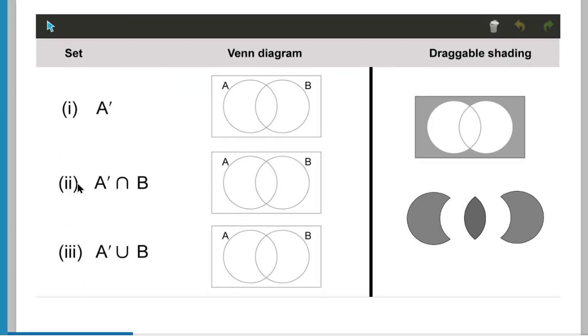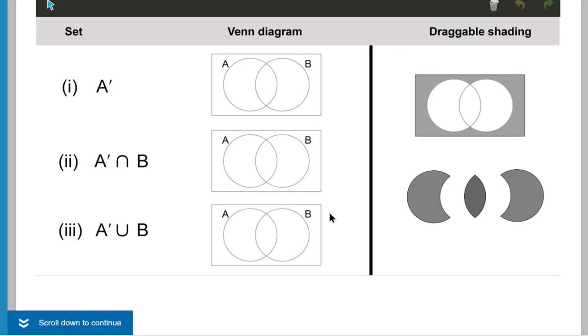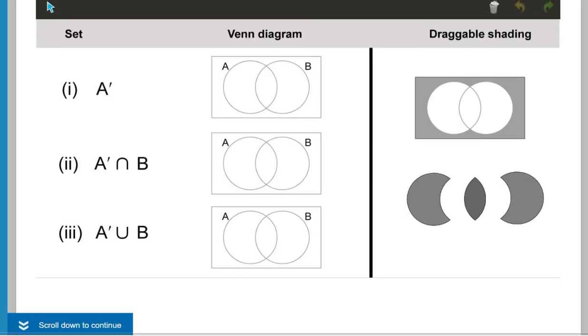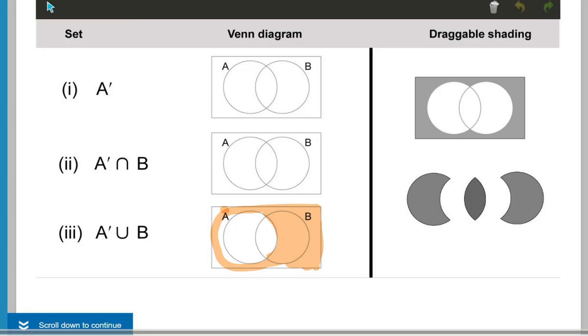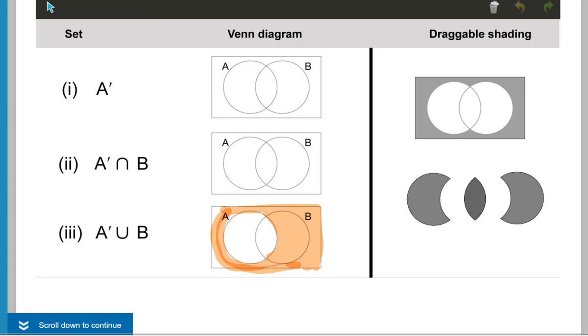A intersection union B. Sorry, A complementary union B. What's wrong with me? I'm really sorry, guys. A complementary: everything except for A, right? So now we have shaded everything except for A.